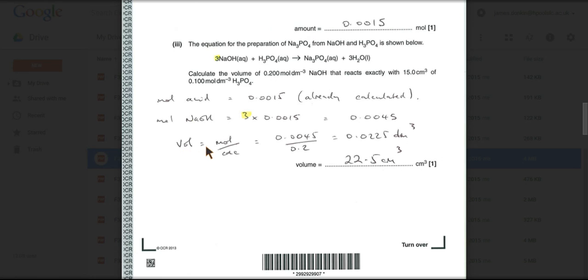And so volume is moles over concentration. The moles is 0.0045, the concentration 0.2, and that comes out with 0.0225 decimeters cubed. They want it in centimeters cubed, so we multiply by 1,000.